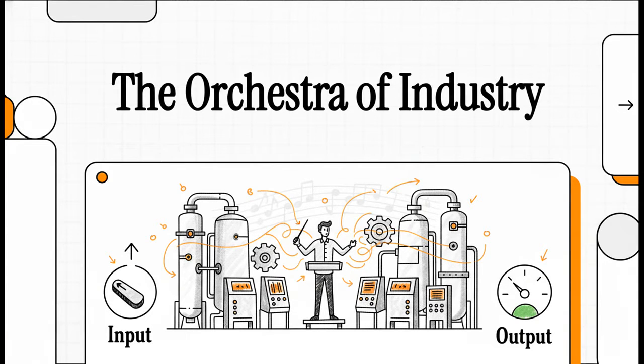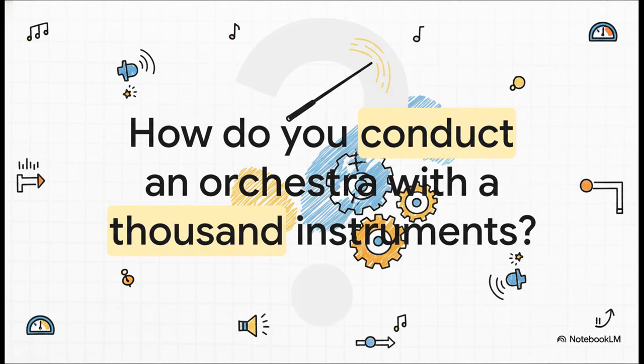So, who's the conductor? And that's really the core problem for a process control engineer, isn't it? How do you manage a system where every single tiny adjustment can send ripples through the whole thing and maybe even throw the entire performance into chaos? All right, let's get into it.